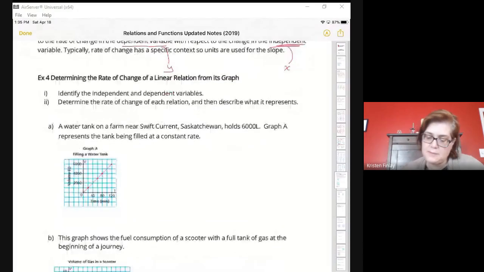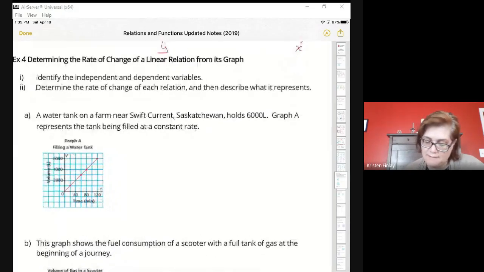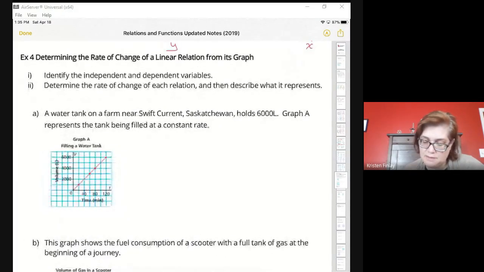So let's look at example number 4. Identify the independent and dependent variables. Determine the rate of change of each relation and describe what it represents. So for each of these, a water tank on a farm near Swift Current, Saskatchewan, holds 6,000 liters. Graph A represents the tank being filled at a constant rate. So if we look at here, graph A is filling the water tank. We have our time and our volume.